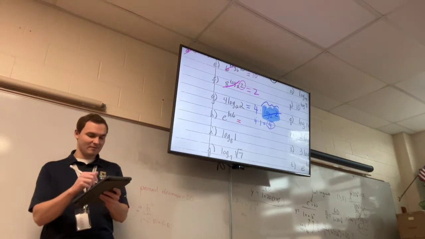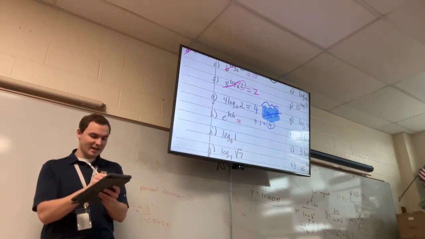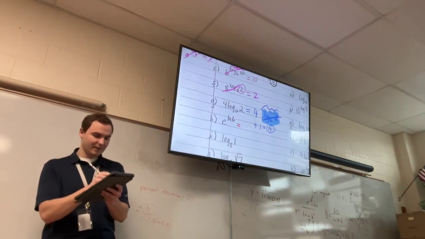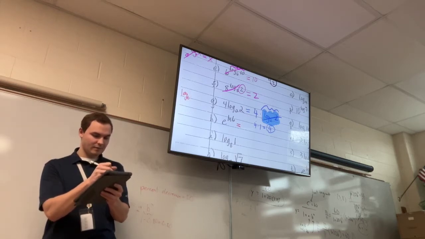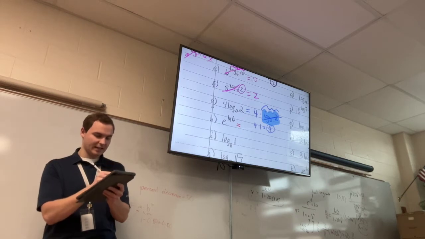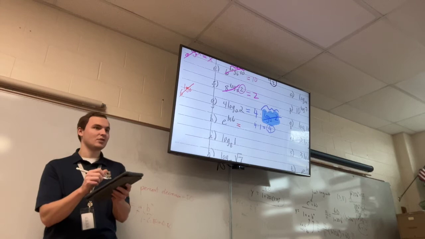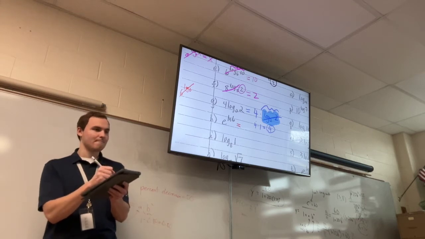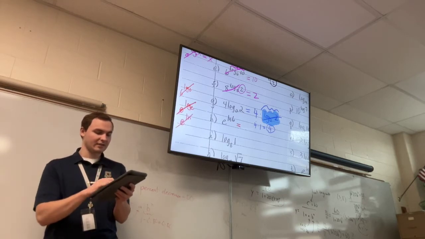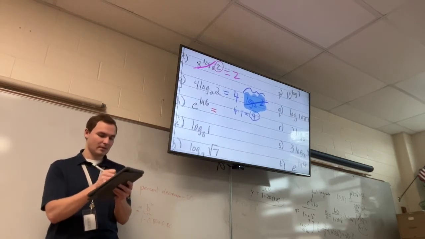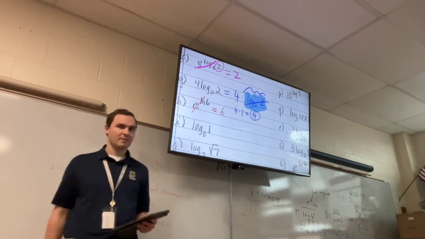Okay, so we said something like 6 to the log base 6 will cancel itself out, right? Well, ln is what? That's log base what? e, right? So e to the log base e is going to cancel as well. So e to the ln is going to cancel. So this gives us what? 6. Make any sense?